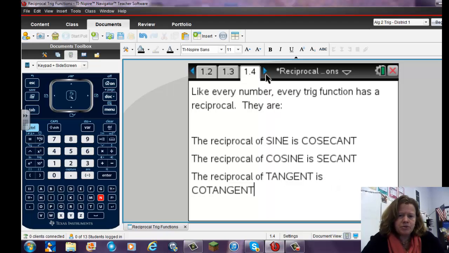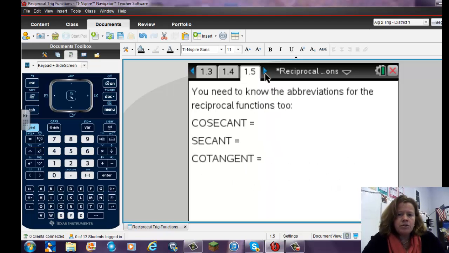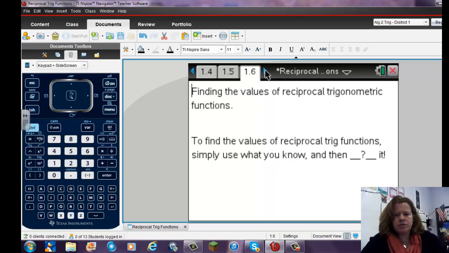Okay, page 1-5. You need to know the abbreviations for those functions too. Cosecant is CSC, secant is SEC, cotangent is COT. Just like sine is SIN, cosine is COS, and so on. Page 1-6. Finding the values of reciprocal trig functions. So to find the values of reciprocal trig functions, you simply use what you know and then flip it.